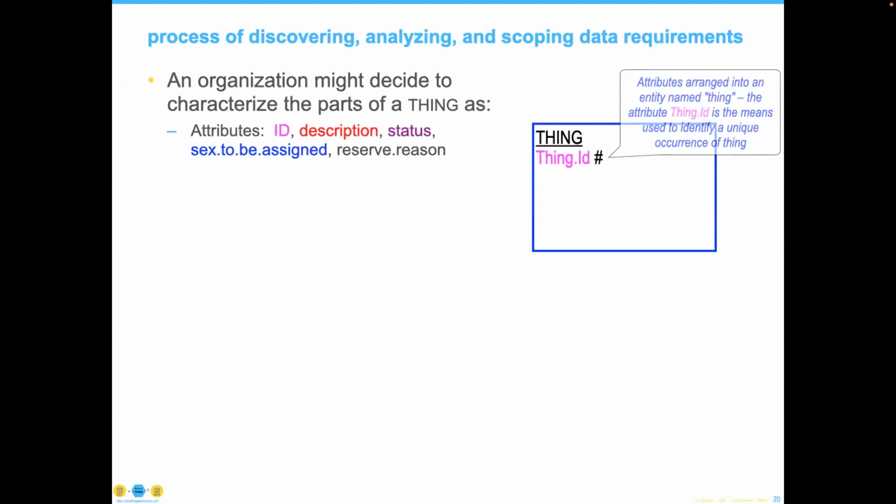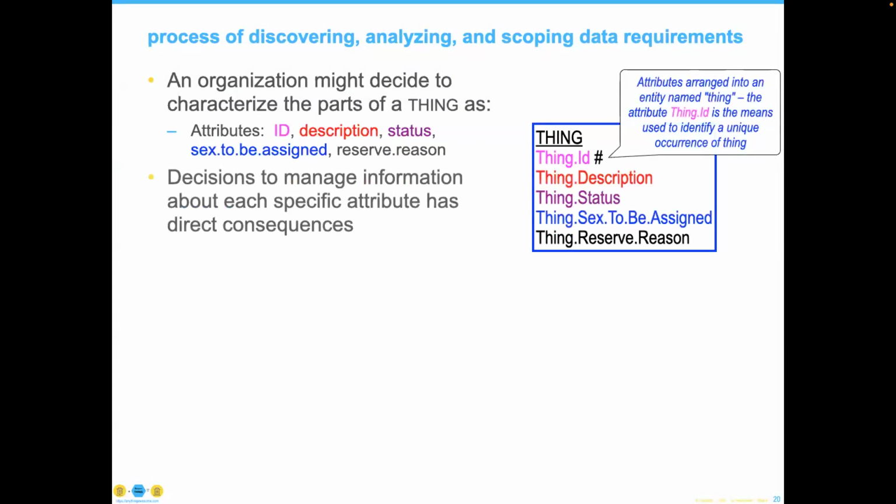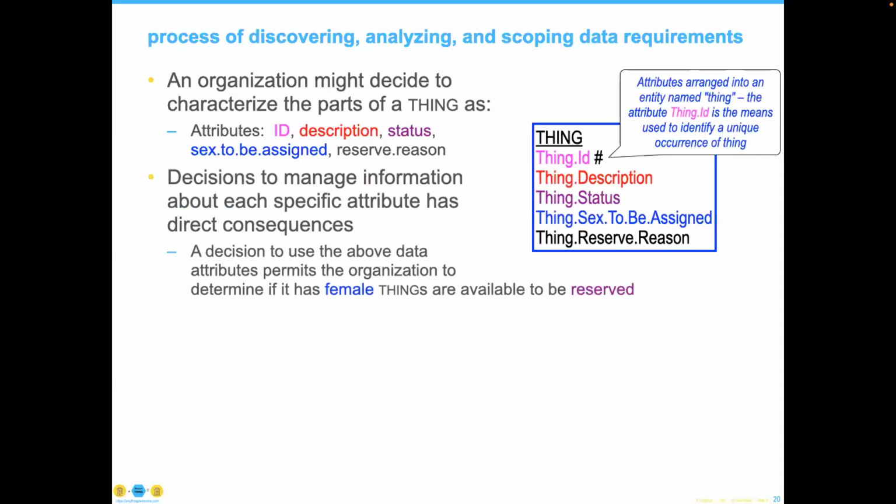Still keeping on that same thing, an organization might decide to characterize a thing as having a thing ID, a thing description, a thing status, a thing sex to be assigned, and a thing reason reservation. Each of these gives us specific consequences. For example, whatever the thing is, there is a female version of it that we can have just based on this particular data model, or the contrary piece.